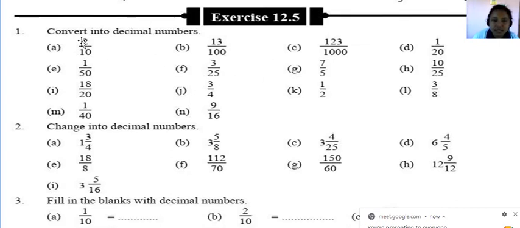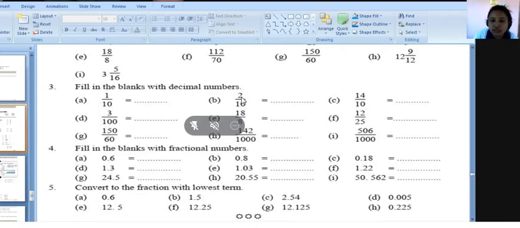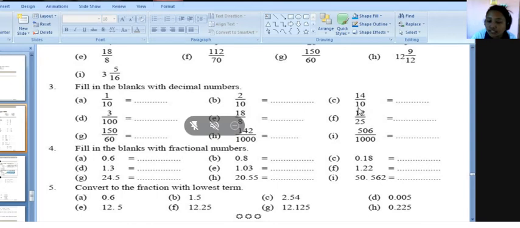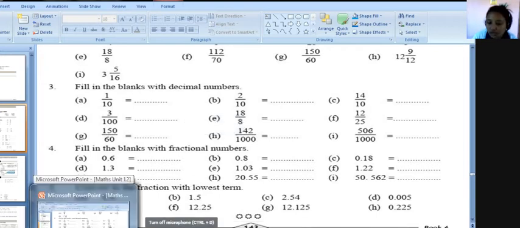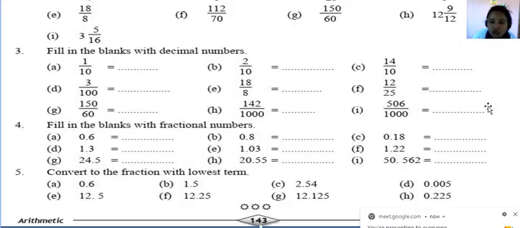Okay, that's good. So this is converting into decimal 1. Another one, 2 by 10 is there. So what will be the answer? 0.2. Very good. And here 14 upon 10 is there. What will be the answer now? 0.4. 0.14. 0.04.